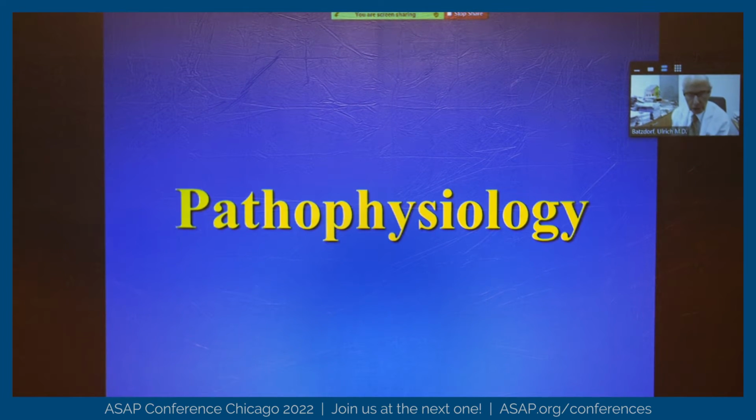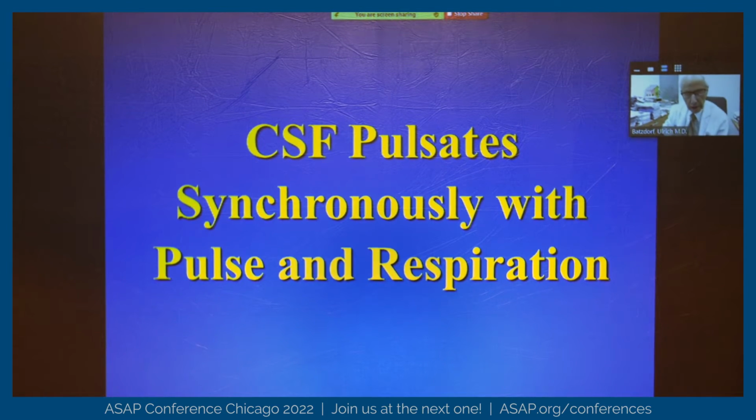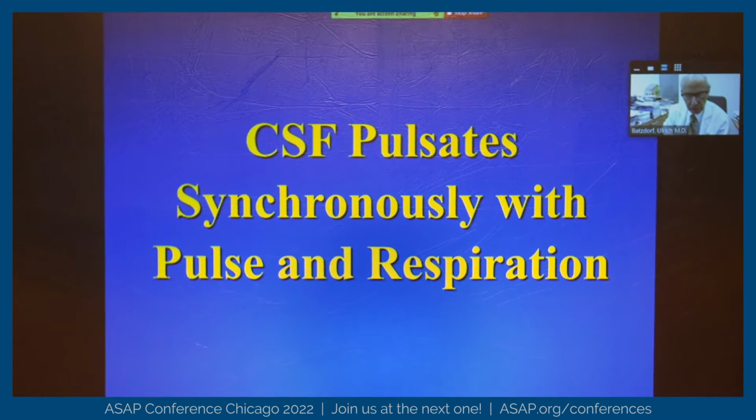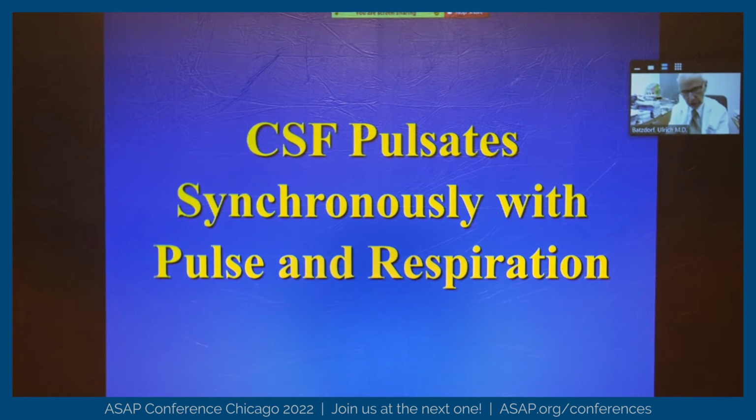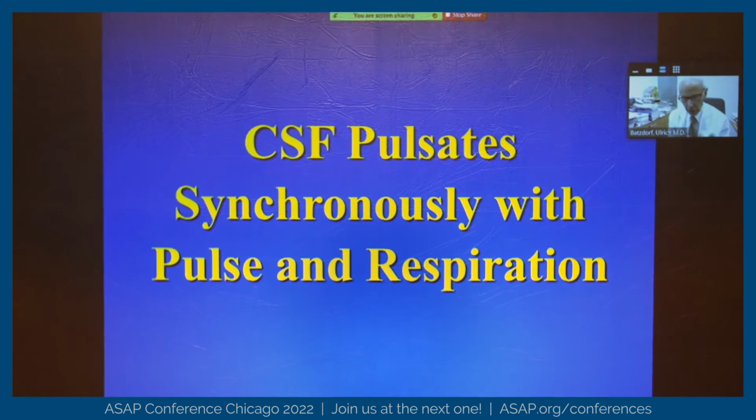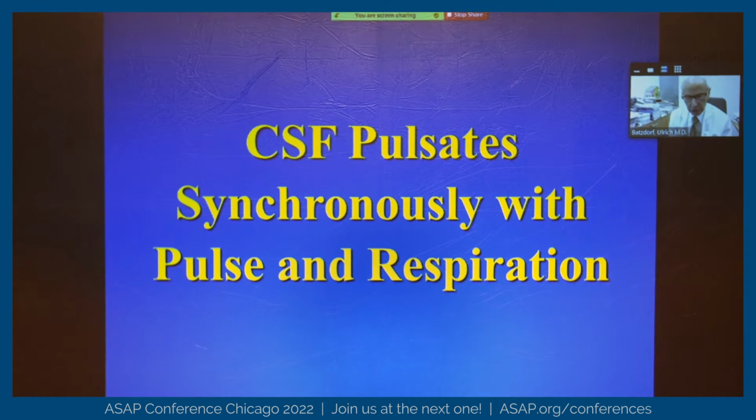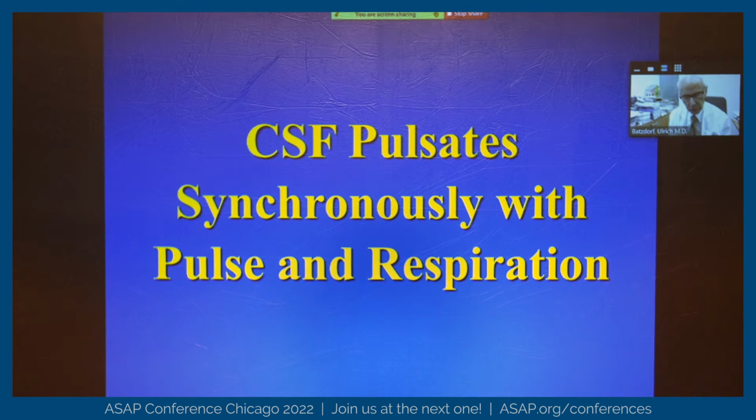So I want to talk basically, for a start, about the pathophysiology. And as some of you already know, spinal fluid, which we call CSF, cerebrospinal fluid, pulsates synchronously with the heartbeat and with breathing. And with every heartbeat, there's, as you can imagine, a little bit more blood in the brain when the heart contracts, and that displaces the corresponding amount of spinal fluid out of the cranial cavity into the spinal subarachnoid space.